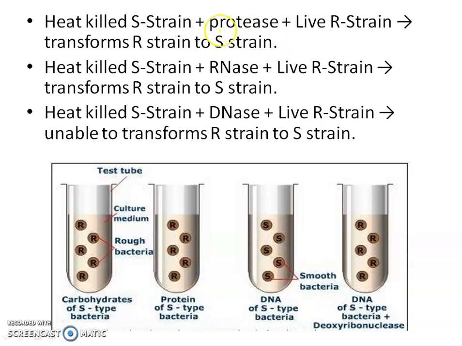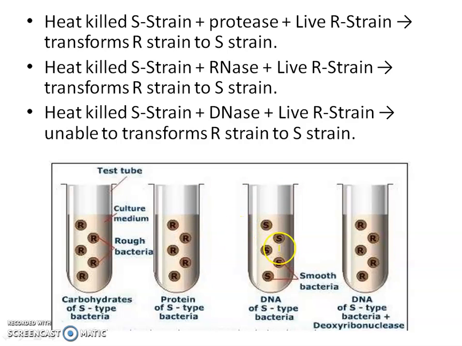Now what did they add to them? In one test tube they added protease enzyme, and then they saw that the R strain was transformed to S strain and the mouse died. Then again, they added RNase. In the second test tube they added RNase to the heat-killed S strain and the live rough strain. Again the mouse died.